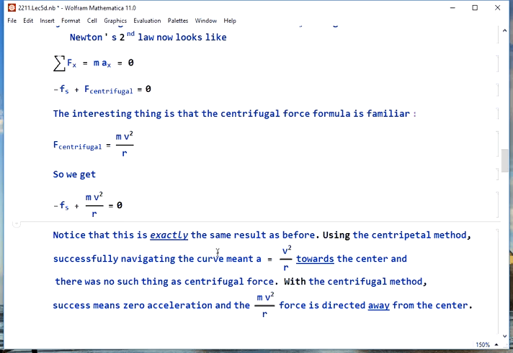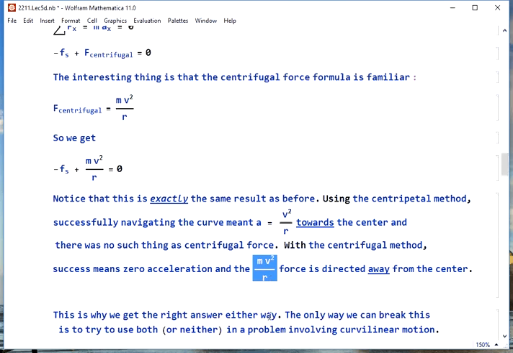With the centripetal approach, successfully getting around the curve would mean the acceleration is v squared over r towards the center, and there's no such thing as centrifugal force. In the centrifugal method, success means zero acceleration, and mv squared over r is a force directed away from the center.